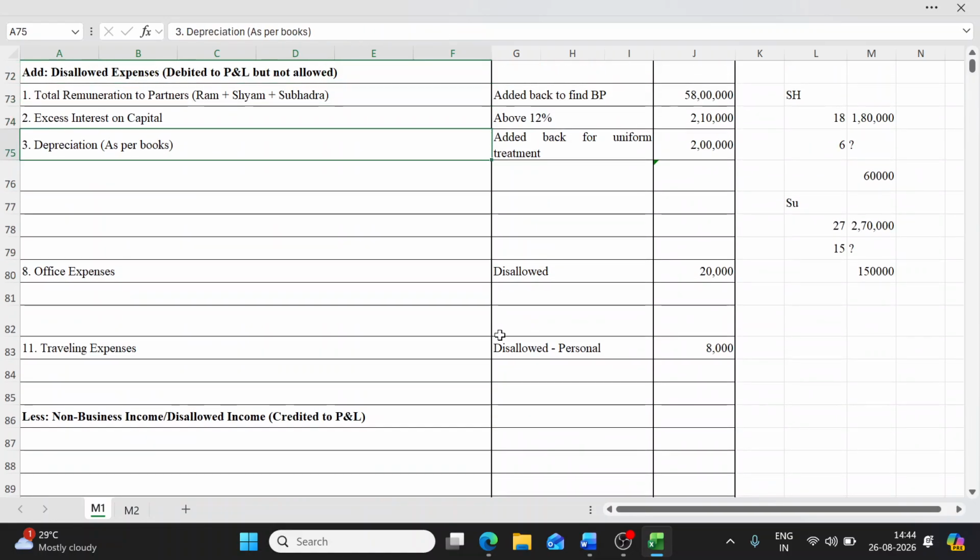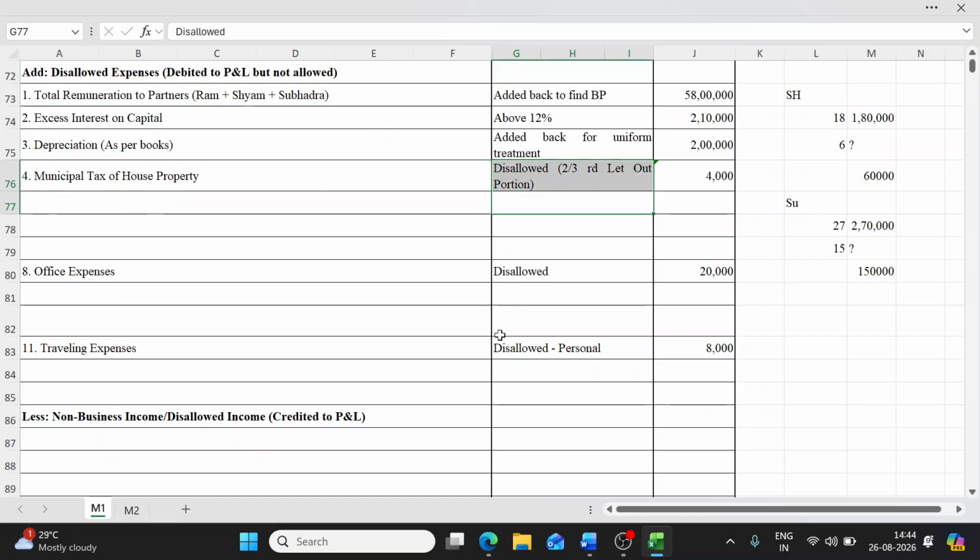Here I have shown the calculations. The disallowed part is 2/3 because that is the let out portion, and that much expenditure we can claim when we calculate income under the head income from house property. But as of now, these 4,000 should be disallowed because these 4,000 are not related to the partnership firm's business.